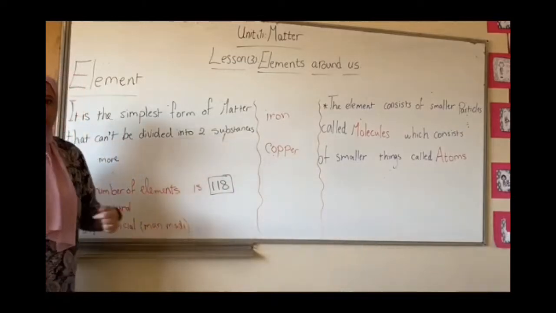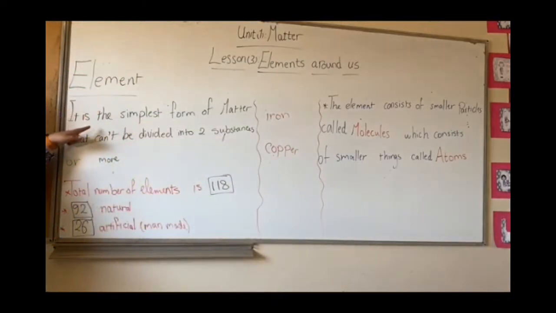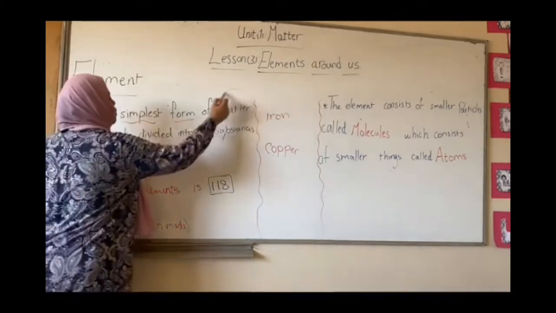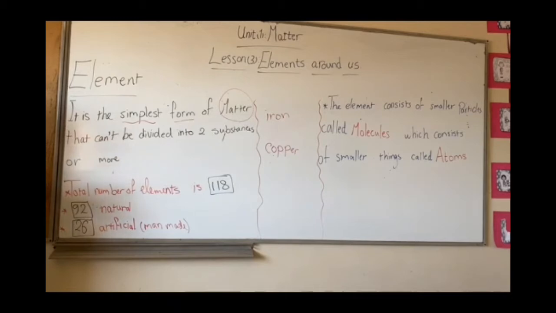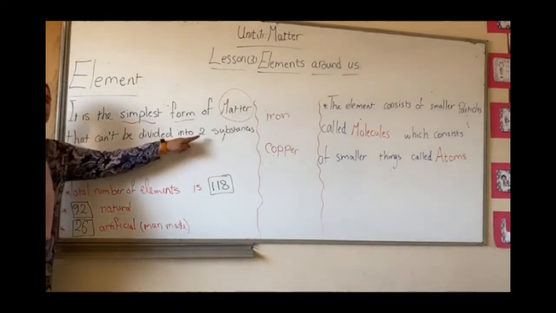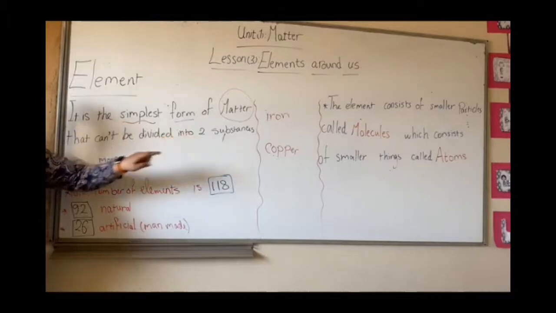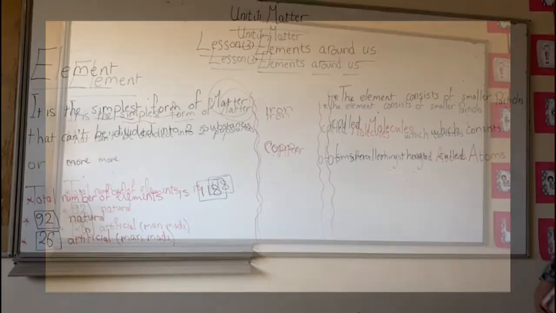What do I mean by element? Element is the simplest form of matter, the simplest form of matter that can't be divided into two substances or more. Again, element is the simplest form of matter. This definition is very important.